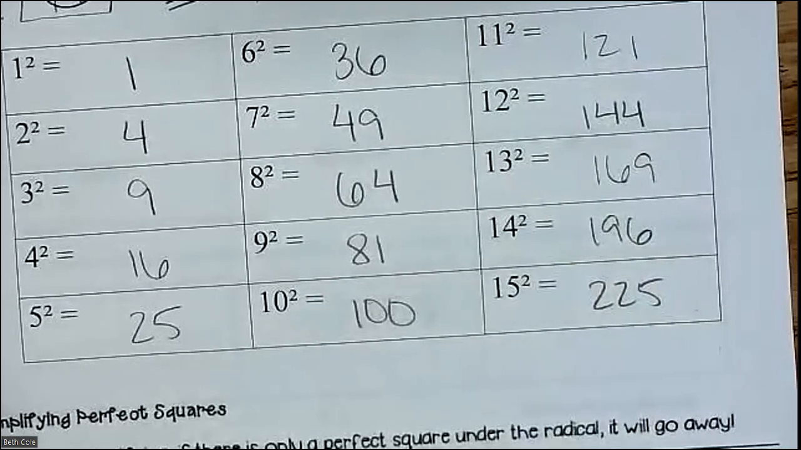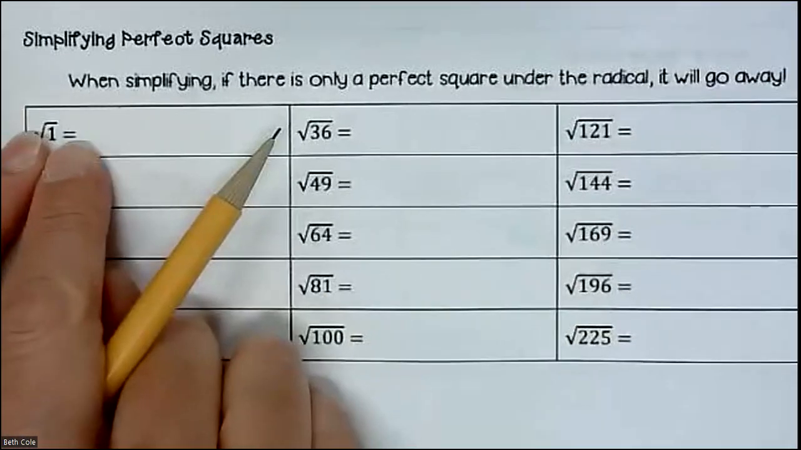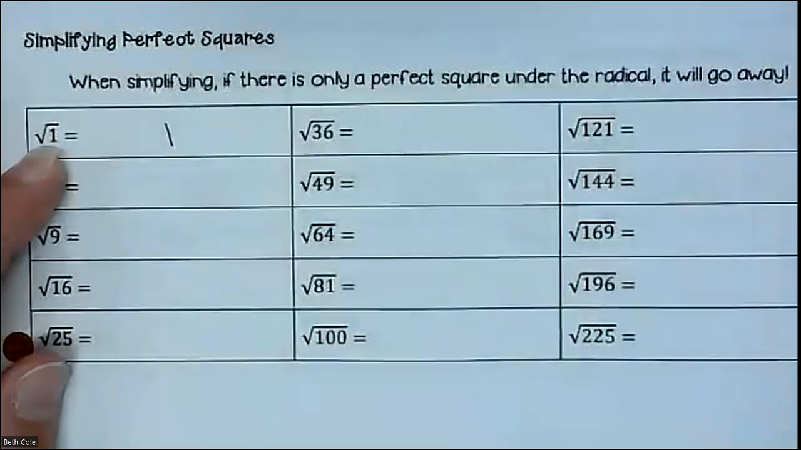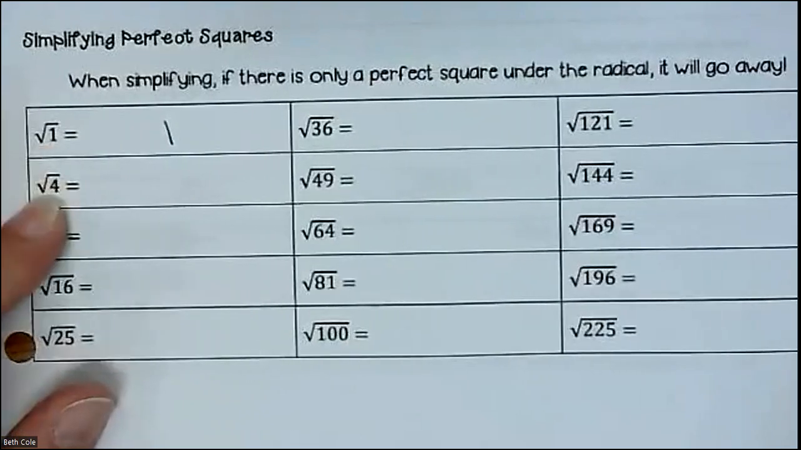Now we're going to do that backwards. It's the same exact thing except backwards, and it's really just a matter of getting used to the symbols. Square root of 1 would be 1. And again, people forget about 1. Don't forget about 1. That's because 1 squared is 1. We're just doing this backwards.